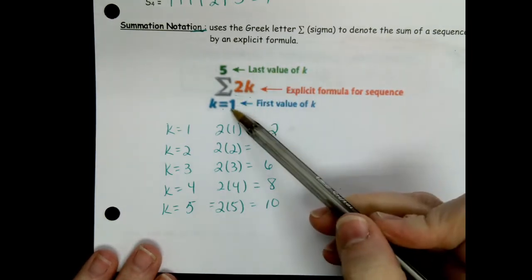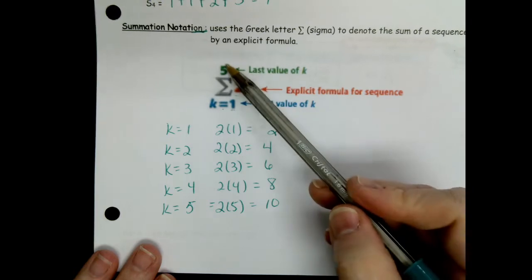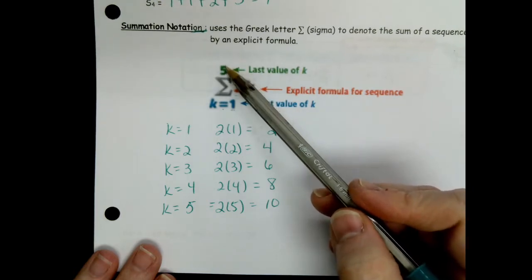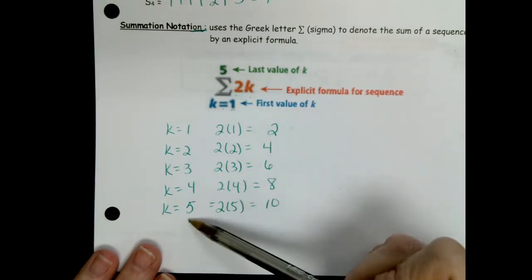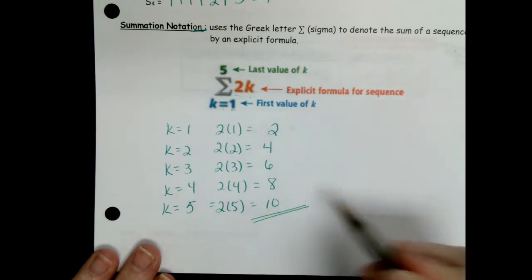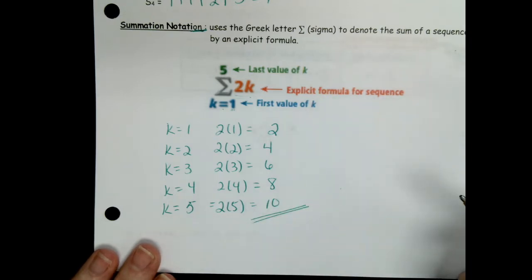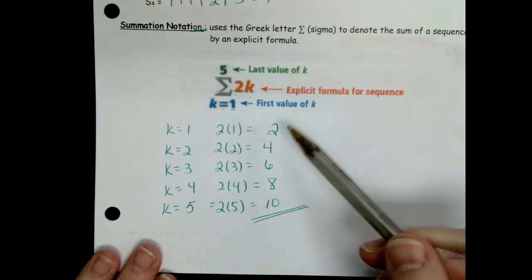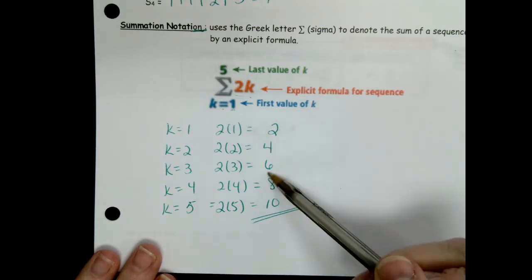All right, now here's the thing. We started with 1. We went to 5. So once we get to 5, we're done. And then we're going to add this up. Go ahead, add it up. It adds nicely, doesn't it? Do you make the 10s? 2 and 8 is another 10. 4 and 6 is another 10.